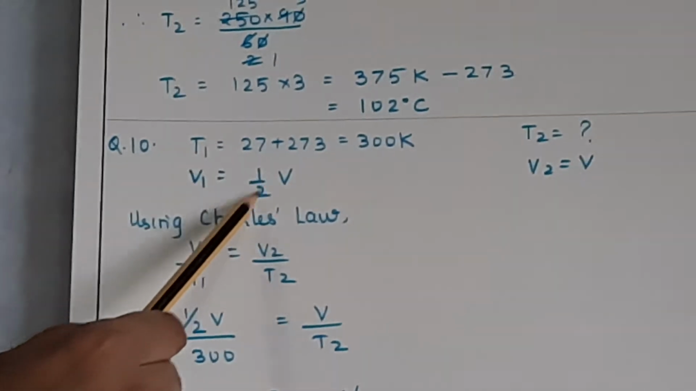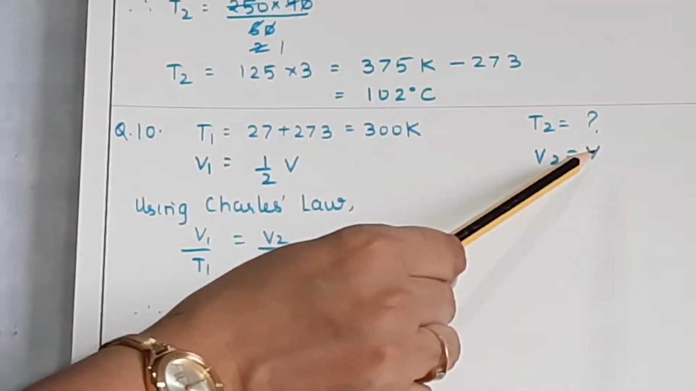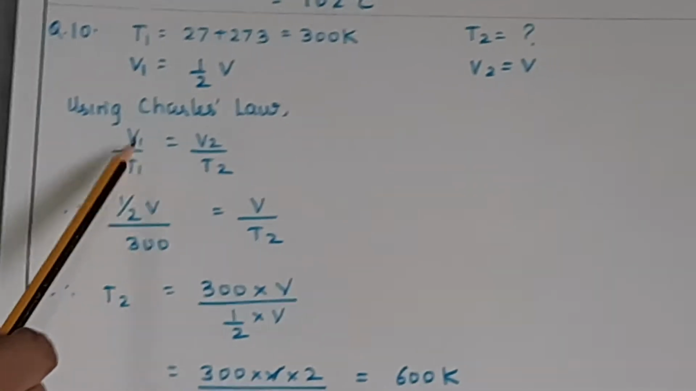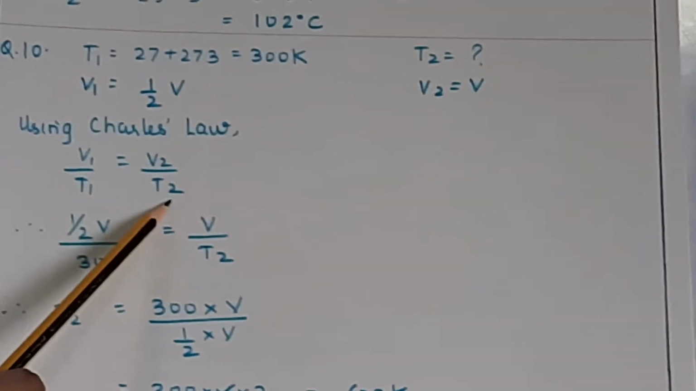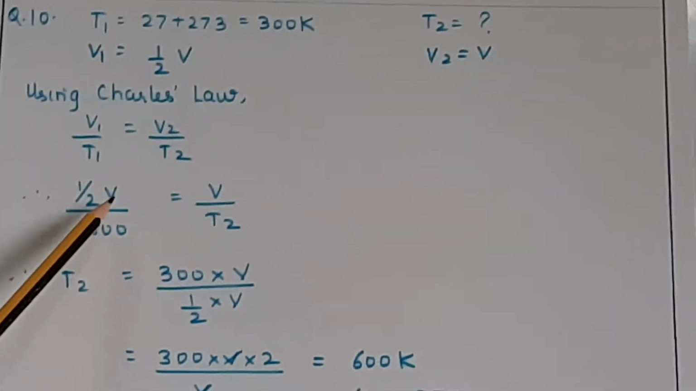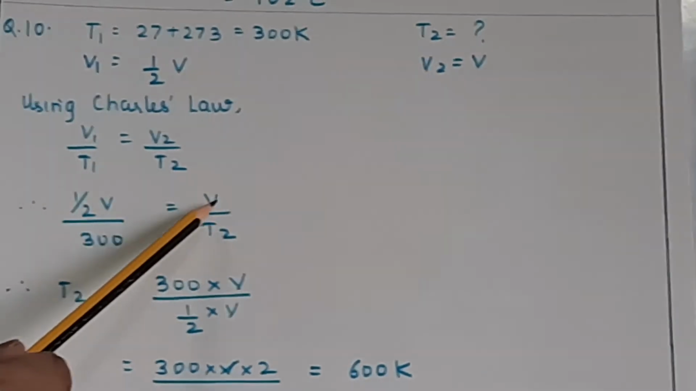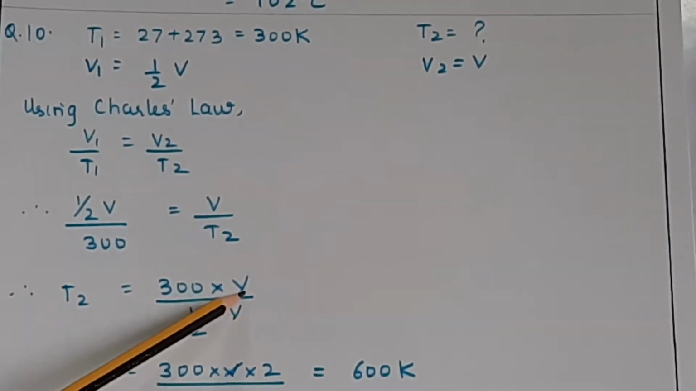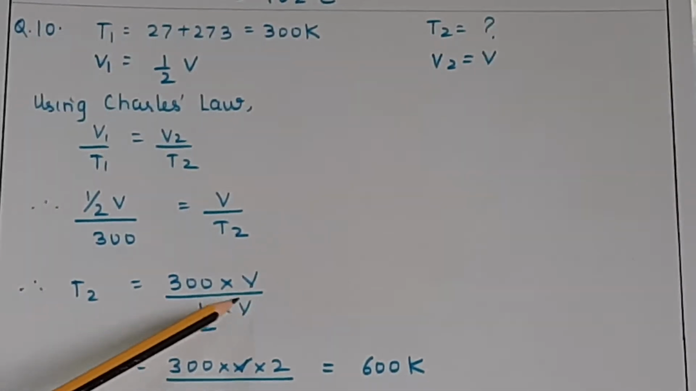V1 is 1/2 V and V2 is the original volume. So using Charles' law, V1 upon T1 is equal to V2 upon T2. So 1/2 V upon 300 is equal to V upon T2. So now T2 will be 300 into V divided by 1/2 into V.